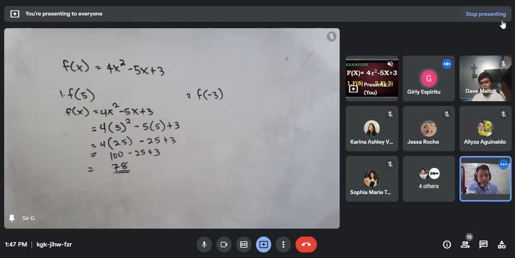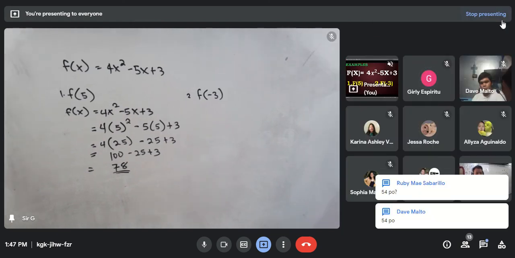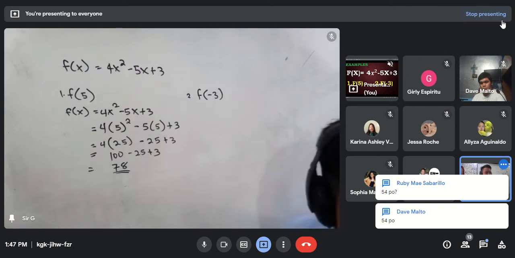Wala pa yan. Okay, 54. Paano lumabas ang 54? Girly, anong ginawa mo?